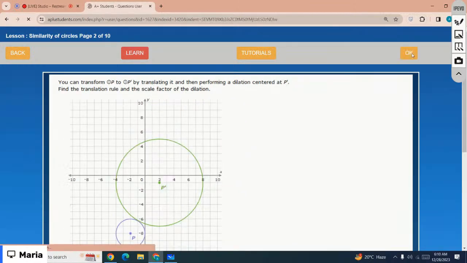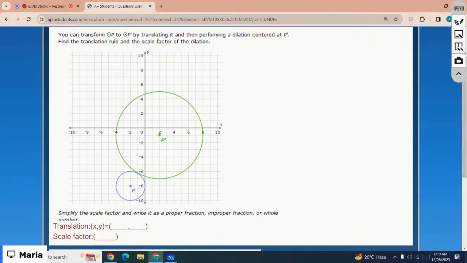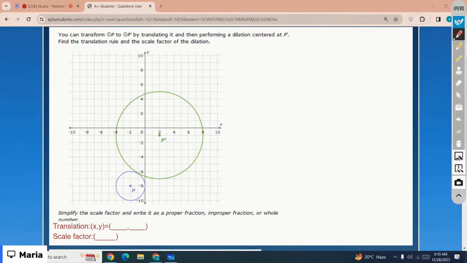Got it? Okay, just look at the second one. You can transform from P to P dash by translating it and performing a dilation centered at P dash. Find the translation rule and the scale factor of the dilation. The center of P is (-2, -8), and the center of P dash is (2, -1). So let's see what the translation is.